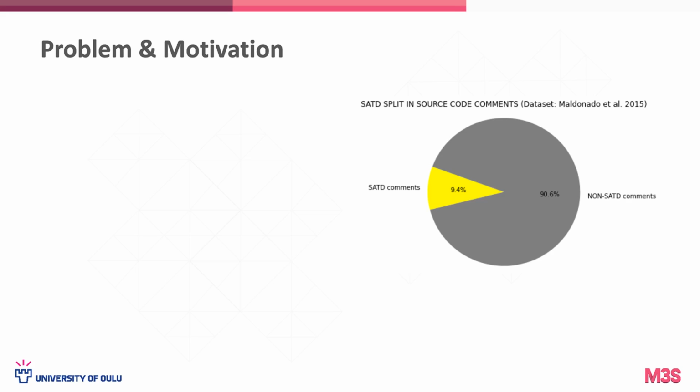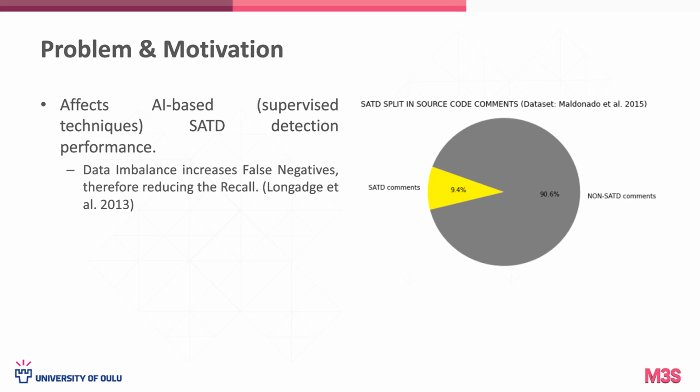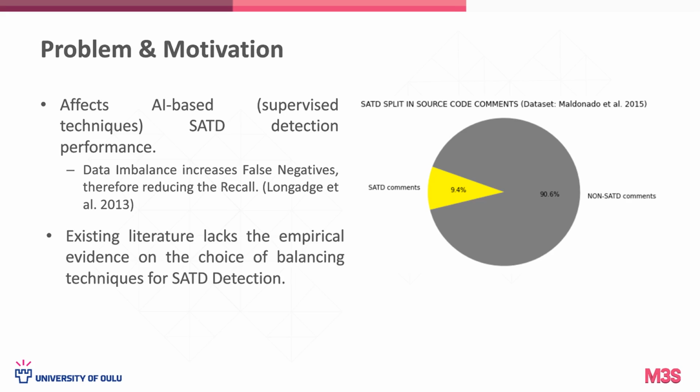with AI techniques. Generally, AI techniques expect the underlying distribution of the data used for training to be normal, that is, balanced data split among the categories. However, the real-world data is often skewed. Further, the existing literature lacks evidence on the choice of the balancing techniques for SATD detection.